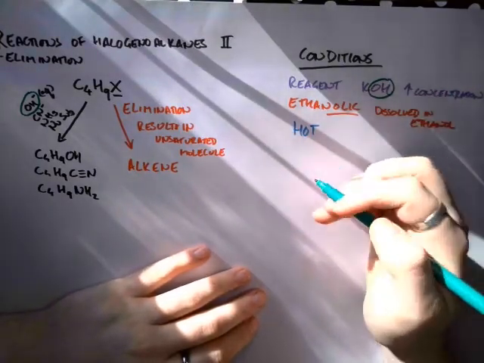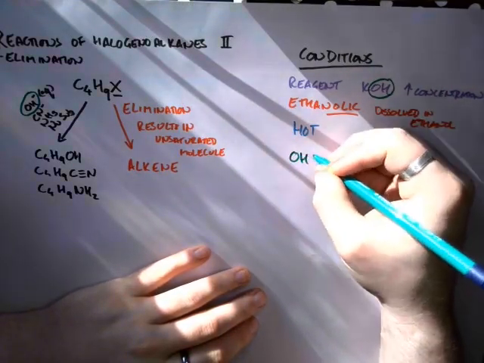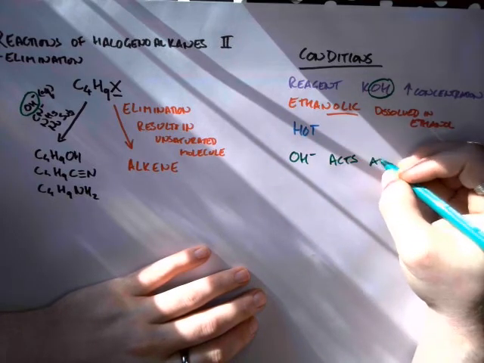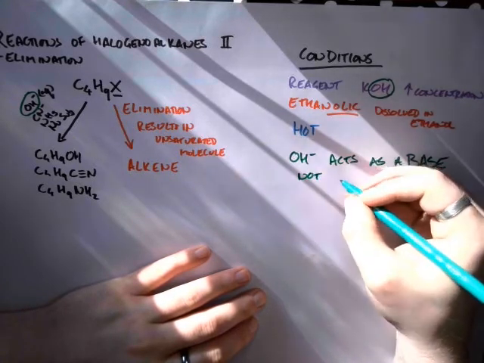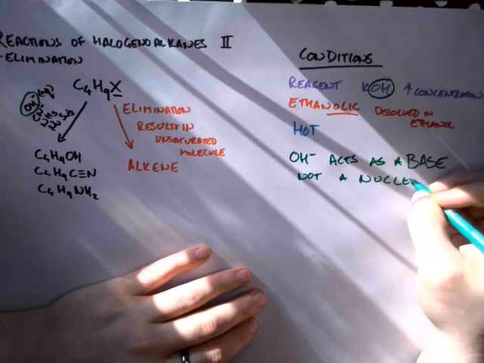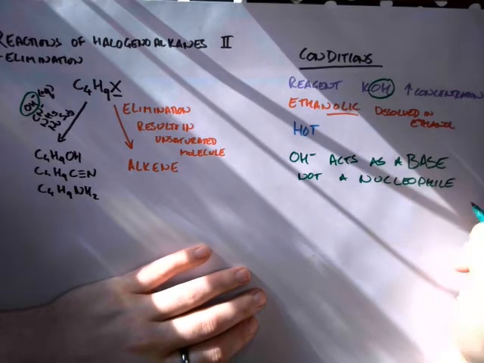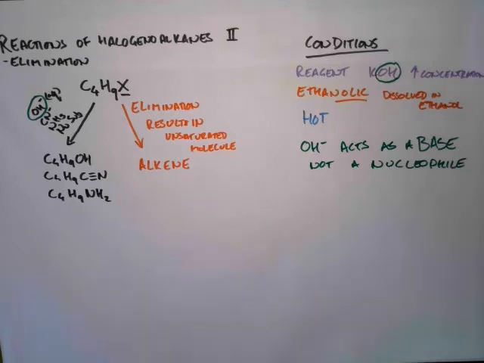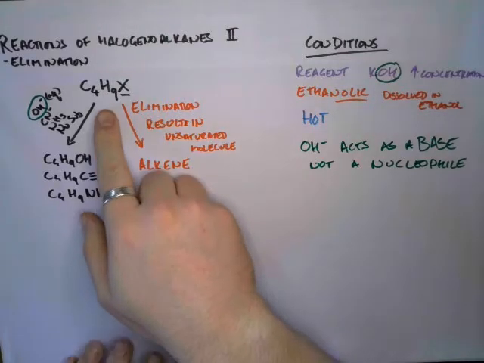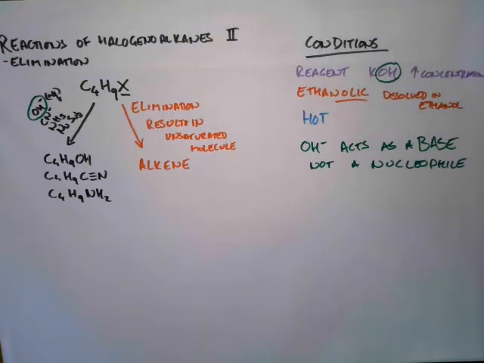So it's the change in conditions, and actually here what we're going to see is that the OH minus acts as a base, not a nucleophile. And we're going to look at a couple of examples of this for primary, secondary and tertiary halogenoalkanes. I'm going to use the same molecular formula, C4H9X, for each one, and we'll just look at how the mechanism can be applied for those.